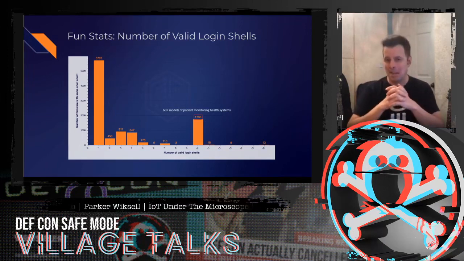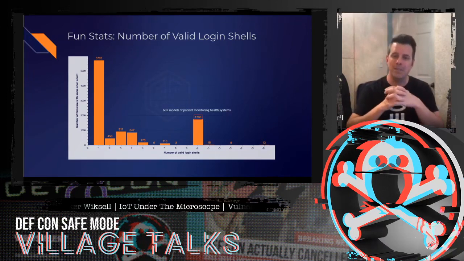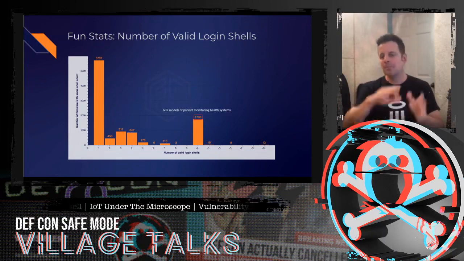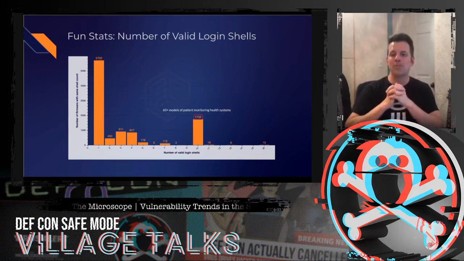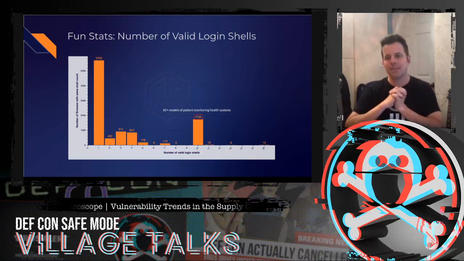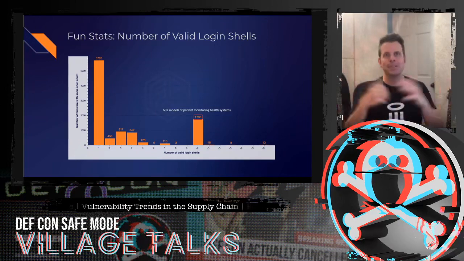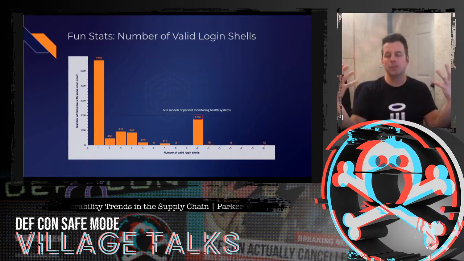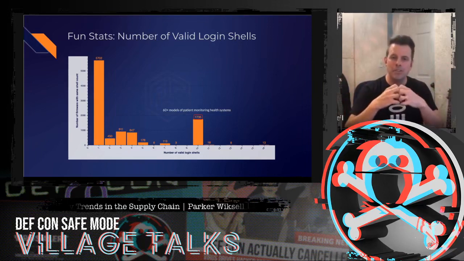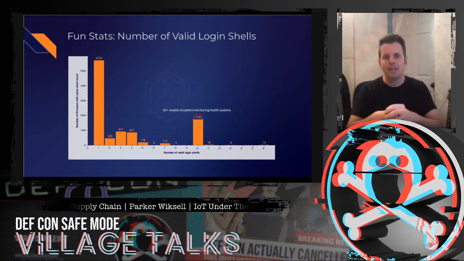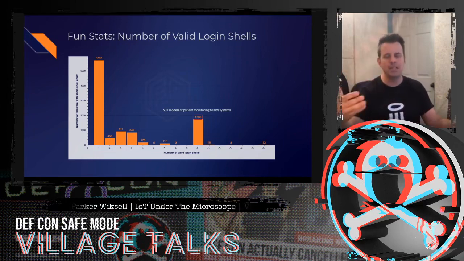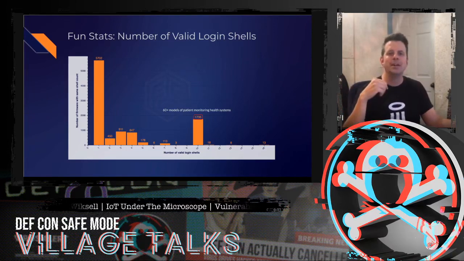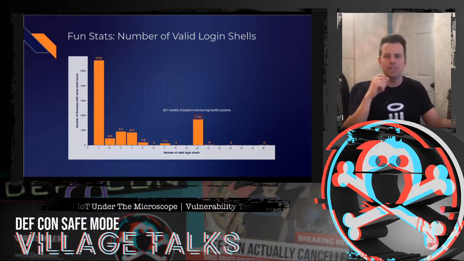An additional thing here that was kind of concerning is when I delved into the actual types of devices that this was, over 60 of these were models of patient monitoring health systems. So over 60 different models, which represents however many thousands or hundreds of thousands of patient monitors that are sitting bedside, have 10 or so login shells that somebody could log in with. Right? These are just configuration examples in the supply chain. I'm not saying these are actual vulnerabilities. They're just interesting anomalies from the supply chain.